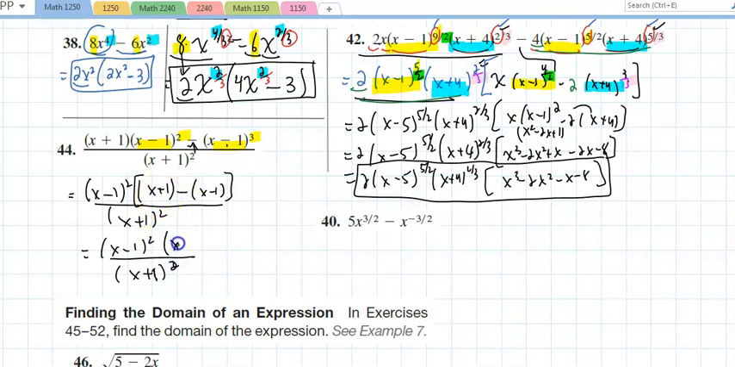That is x plus 1 minus x plus 1. That is 1 plus 1, that's a 2, times x minus 1 squared over x plus 1 squared. And that pretty much takes care of that.